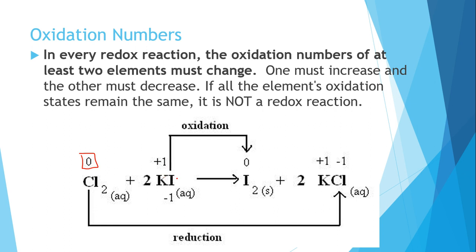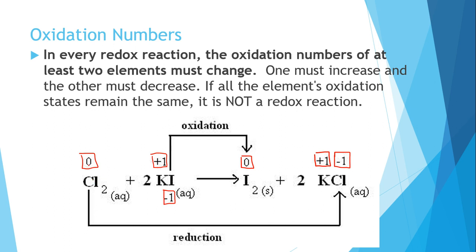If we look at potassium and iodide, potassium is a group 1A metal, so it's a +1. Iodide is a -1 because it's a halogen. Those are the oxidation numbers that were assigned. I2 is a single element by itself, so it receives an oxidation number of 0. And then in potassium chloride, potassium is a group 1 metal, which is always +1, and Cl is a halogen, so that is a -1. Now that we've identified oxidation numbers, we can see how they changed.